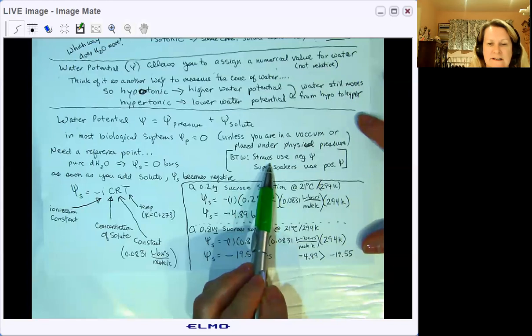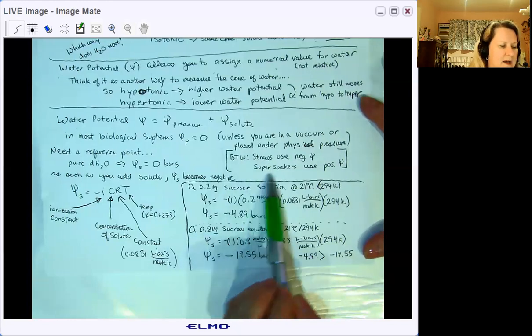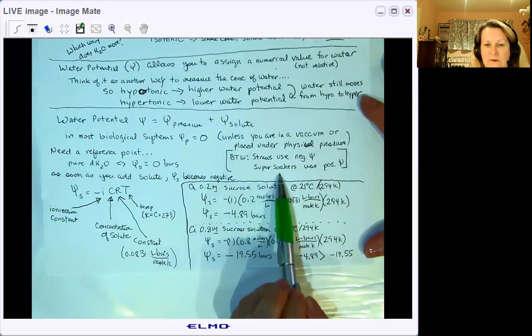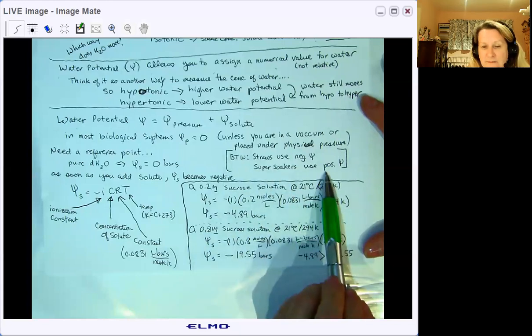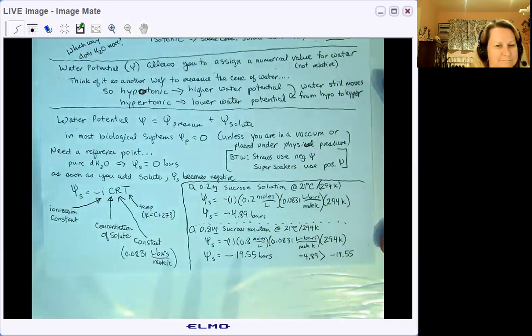And you can talk to kids about, look, have you ever had a straw and it's got a crack in it? Does it work as well? And that's because the air can rush in and you're not able to make the vacuum. Many of your students may have experience with super soaker guns. Super soaker guns use positive water potential because you have to pump them up before you squirt the water out. You're building up that pressure potential, which allows it to be a lot more fun.